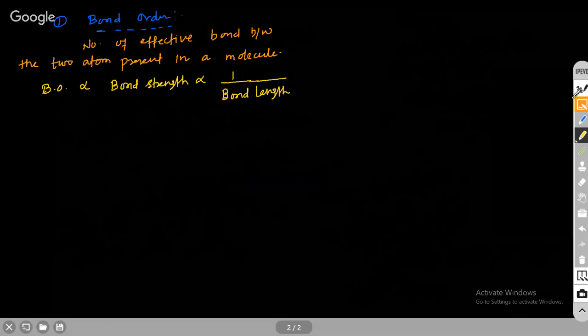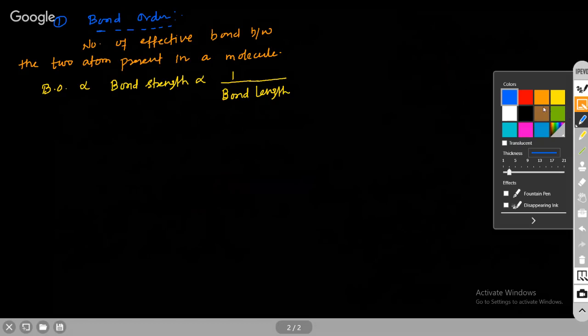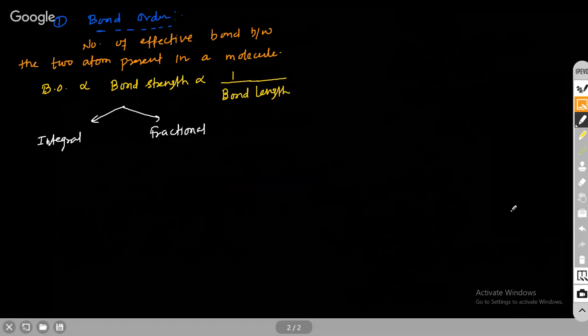So this value of bond order can be integral or fractional. The fractional value of bond order is only possible in case of resonance. When resonance is not there, we'll have an integral value of bond order. So this is possible when we have no resonance.